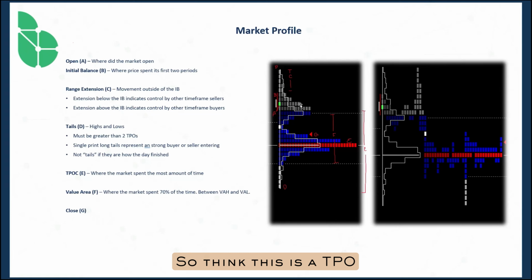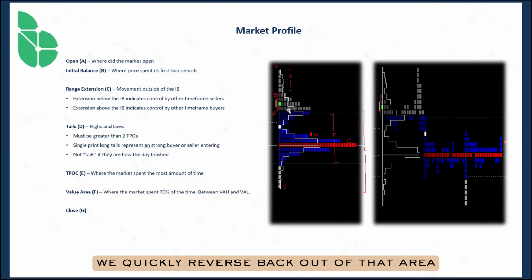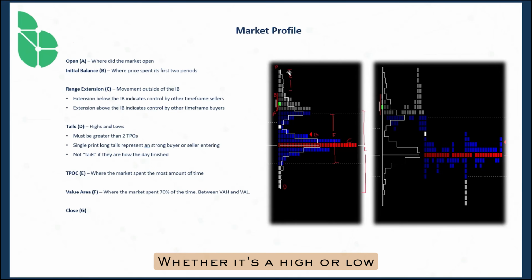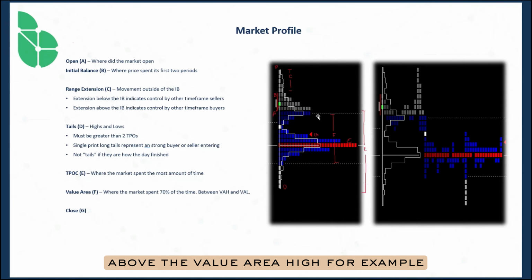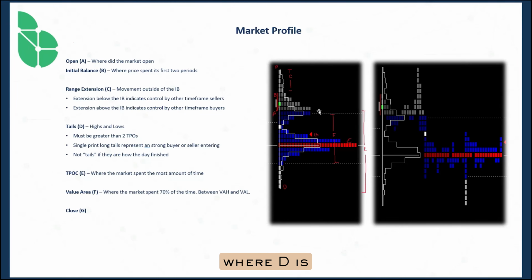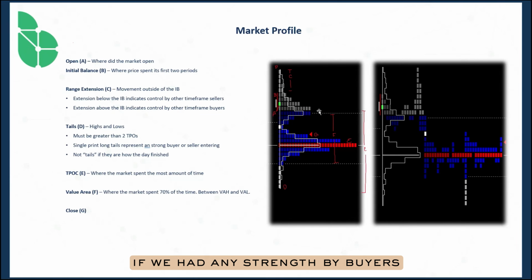So think, this is a TPO or a time-based chart. When we spend just a little amount of time in an area, we come into an area and quickly reverse back out of that area, whether it's a high or a low, this represents either strong buying demand or strong selling. Because if we had initiated buying above this high, above the value area high, for example, and we moved into the high located where D is, if we had any strength by buyers, we would have spent more time here, but instead we were quickly rejected.